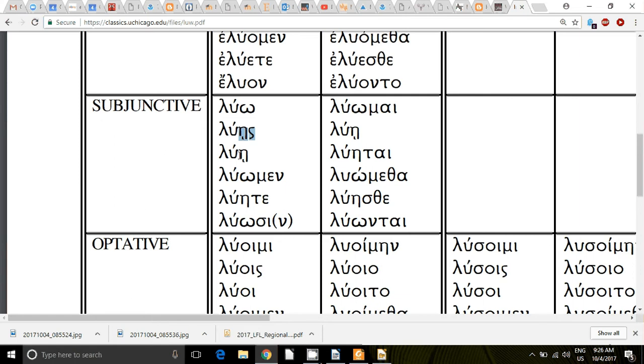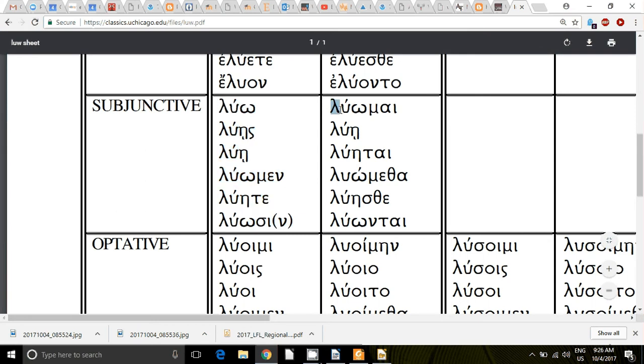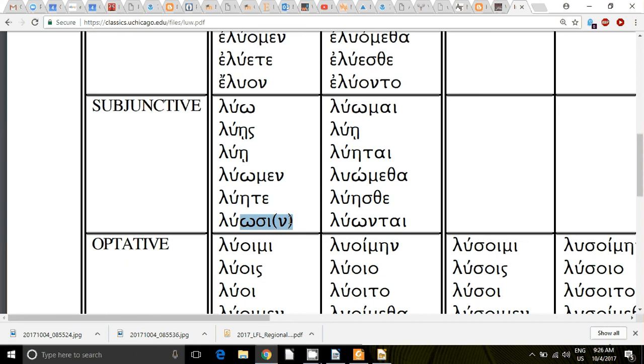So o, eis, a, omen, eta, osin, and you can note that they all have the circumflex accent there on the bottom of page 49. So three charts, but really only two charts for you to learn. Two paradigms: the subjunctive present active and the subjunctive present middle passive. And then just note that the endings by themselves also happen to be the forms of the verb to be in the subjunctive mood, present tense.